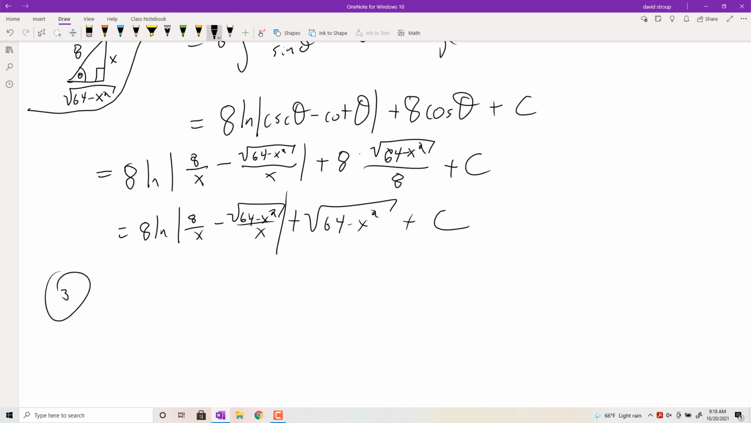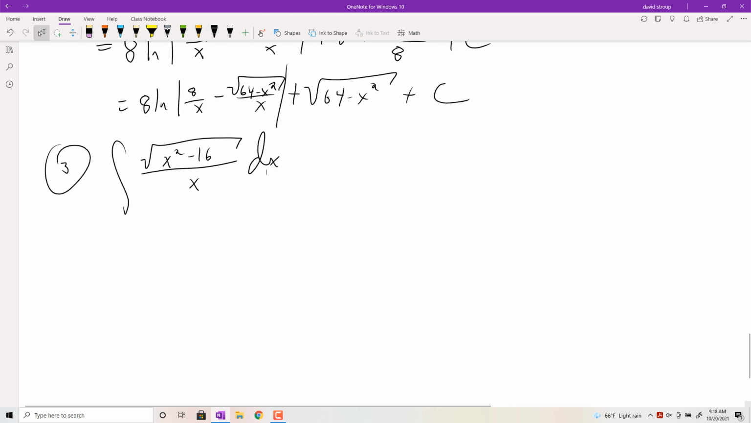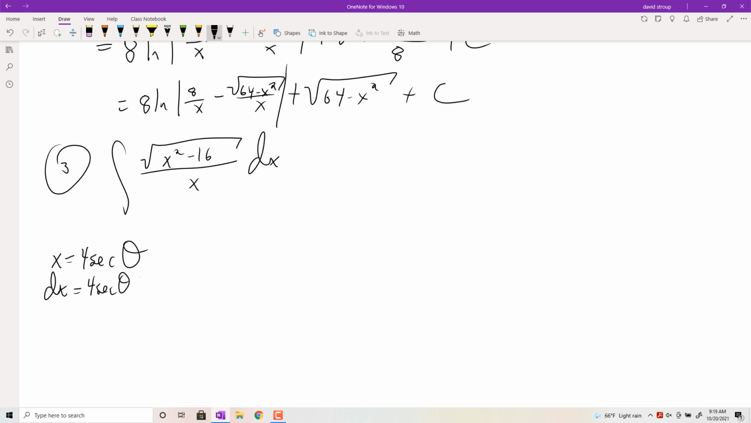This is number 3. The integral of the square root of x squared minus 16 all over x dx. Okay, so from the form of this guy, it's a secant sub. So x is going to be 4 secant theta. Let's get all the information. So dx is going to be 4 secant theta tan theta d theta. Theta will be secant inverse of x over 4, and then get your triangle.